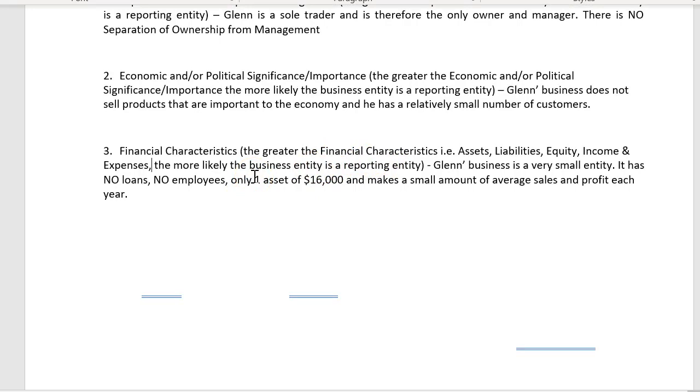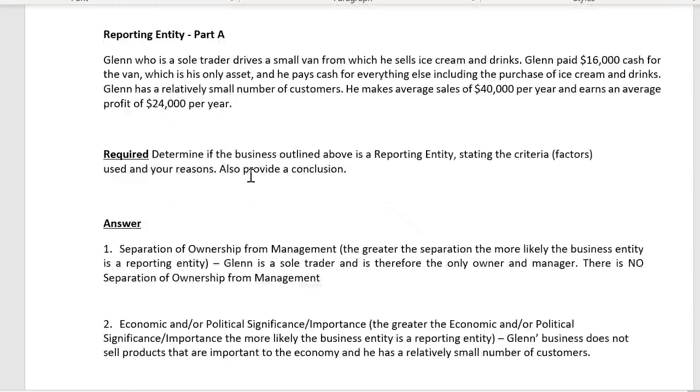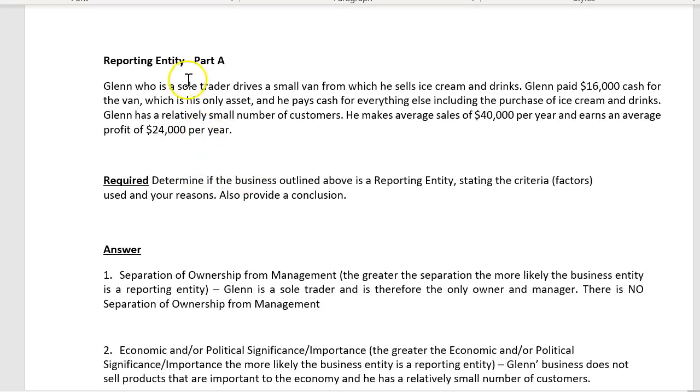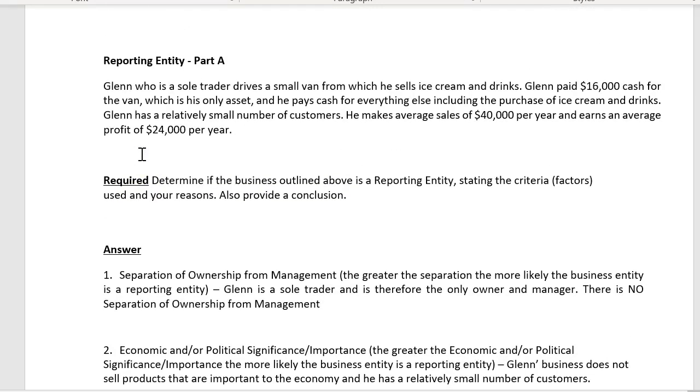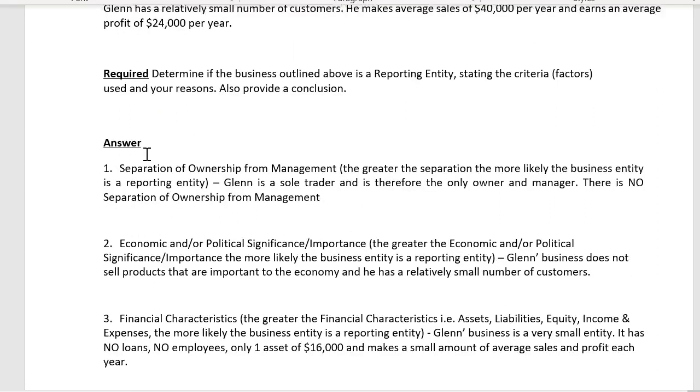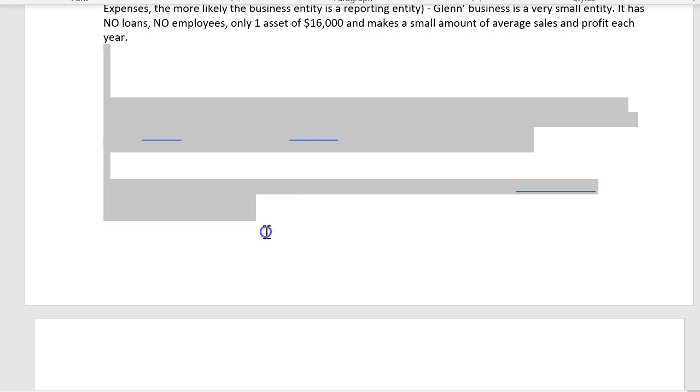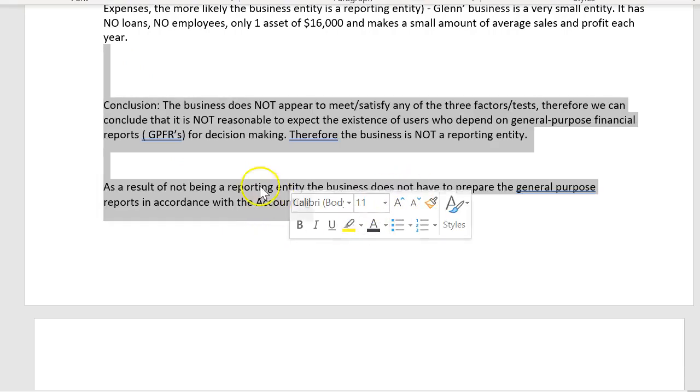So Glenn's business does not have sizable financial characteristics, which means Glenn's business is not a reporting entity. It is not a reporting entity, and Glenn's business is not required to prepare general purpose financial reports in accordance with accounting standards. So there you go.